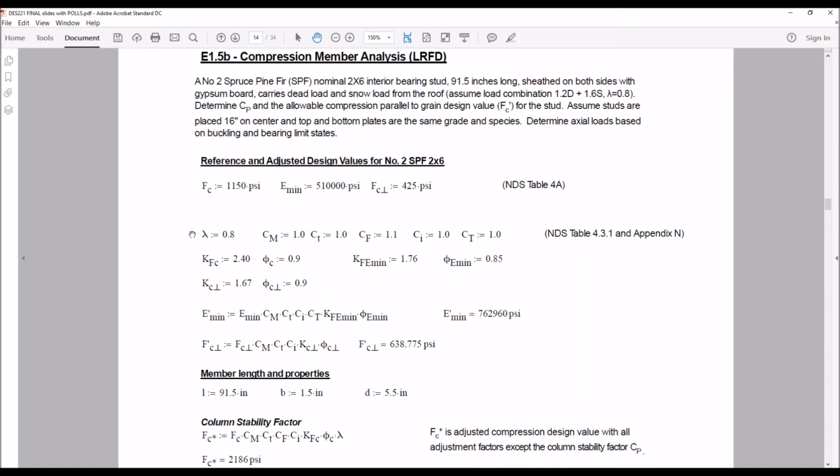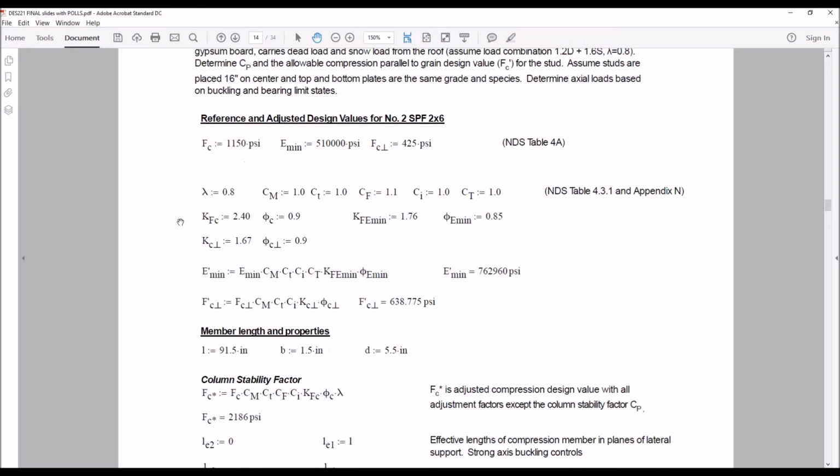Our adjustment factors are, like I said, some of them exactly the same as in the last problem. That C sub M, the wet service factor, and C sub T, the temperature factor, are just set equal to 1.0. C sub F is our size factor, and that's from the NDS Supplement table 4A. Our incising factor is equal to 1.0, and that buckling stiffness factor is also equal to 1.0. We have this lambda factor here. That's an LRFD only factor, so that's why we didn't see it in our previous design.